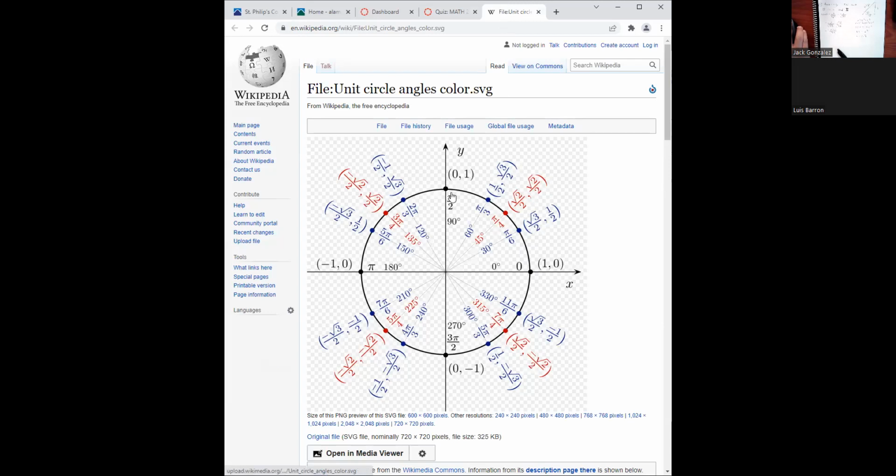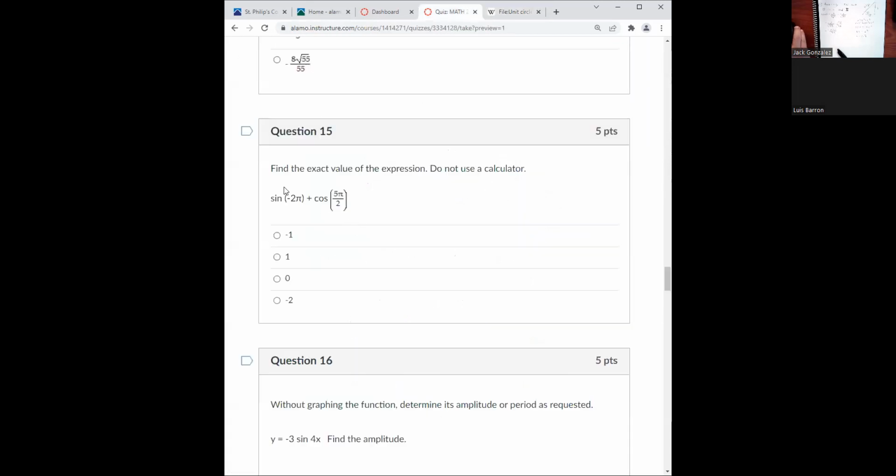Cosine of 5 pi over 2. So here's 1 pi over 2. Here's 3 pi over 2. So 5 pi over 2 would be there. If you're wondering how I know that, every 90 degrees is a pi over 2. So 1, 2, 3, 4, 5 pi over 2. What is the x value? So that's cosine. So this is 0 plus 0.